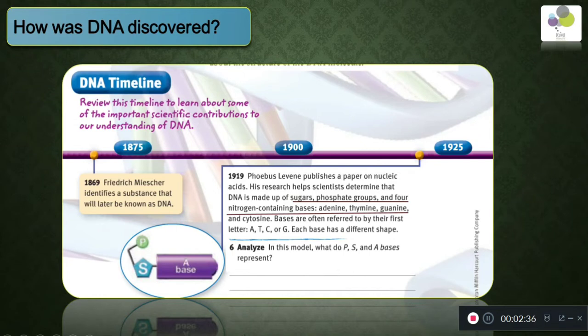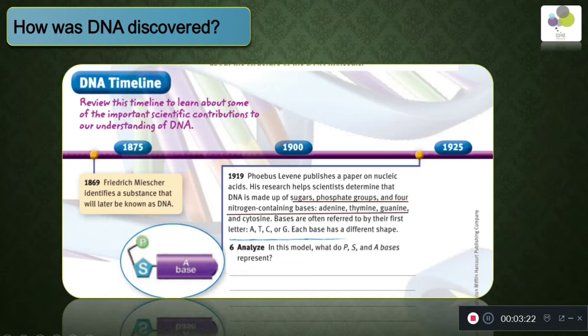Other scientists discovered what DNA is made up of. They discovered that it is made up of sugar, phosphate groups, and 4 nitrogen-containing bases. S stands for sugar and P stands for phosphate group, and we have 4 types of nitrogen-containing bases: A, T, C, G. A stands for adenine, T stands for thymine, G stands for guanine, and finally C stands for cytosine.